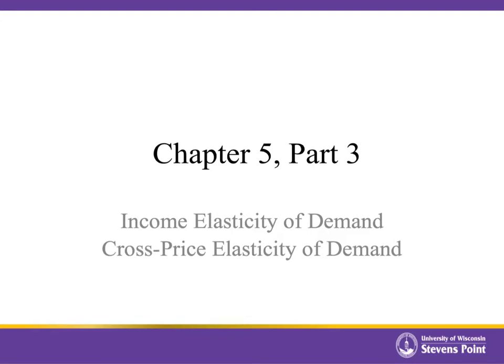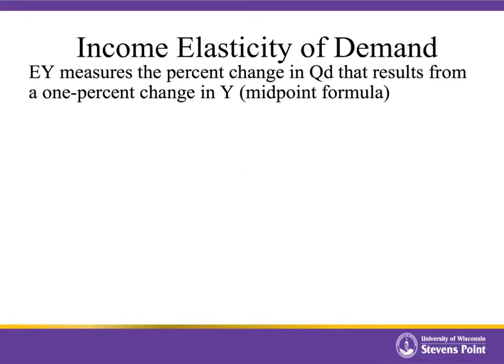Our last two elasticities are the income elasticity of demand and the cross-price elasticity of demand. The income elasticity of demand measures the percent change in quantity demanded that results from a 1% change in income. The letter Y here in economics usually represents income. If you've taken a macro class, you're used to seeing that. Otherwise, it might look a little bit odd at first, but that's fine. So we're basically looking at how responsive consumers are in adjusting their quantities in response to income changes.